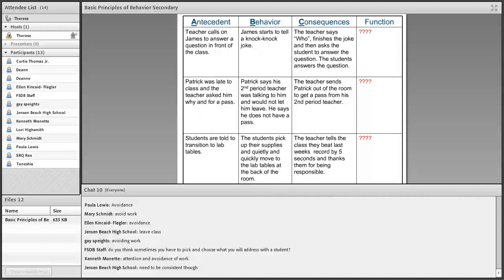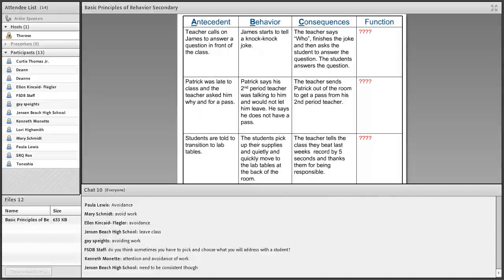Jensen Beach, you do need to be consistent, though. That's right. That's one of the big principles that we're going to cover right at the end of the session, is that consistency, modeling, those things are key for students to learn. Students learn by seeing what happens with students, with other students, as well as what happens to them.